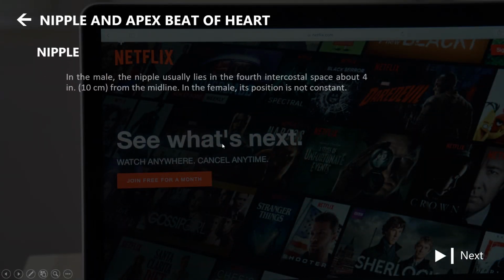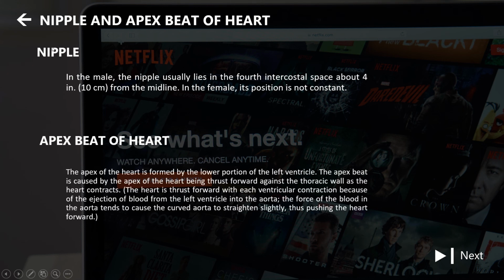Now let's proceed to the nipple and apex beat of the heart. In the male, the nipple usually lies in the fourth intercostal space, about 4 inches or 10 centimeters from the midline, while in the female, its position is not constant.